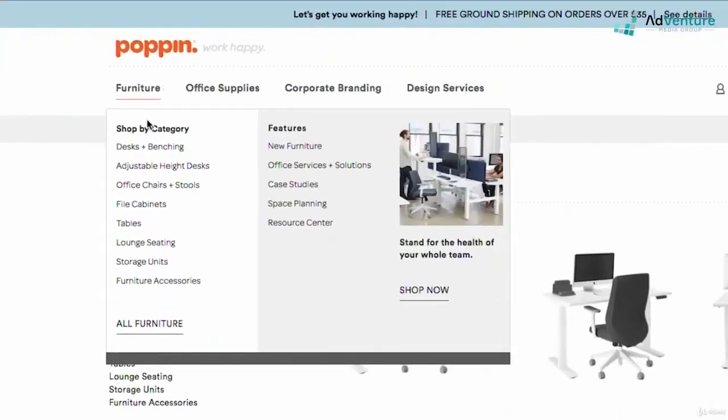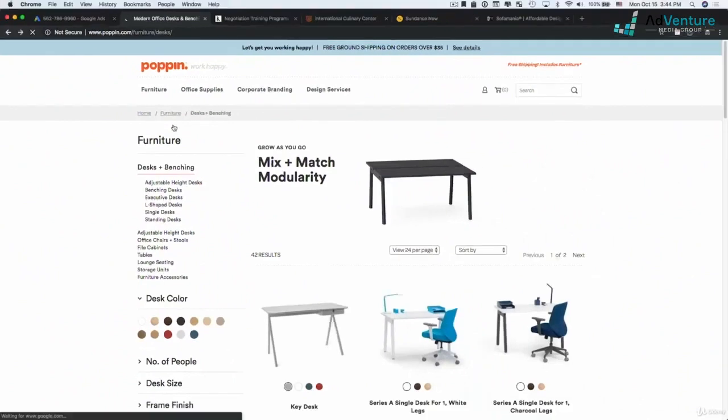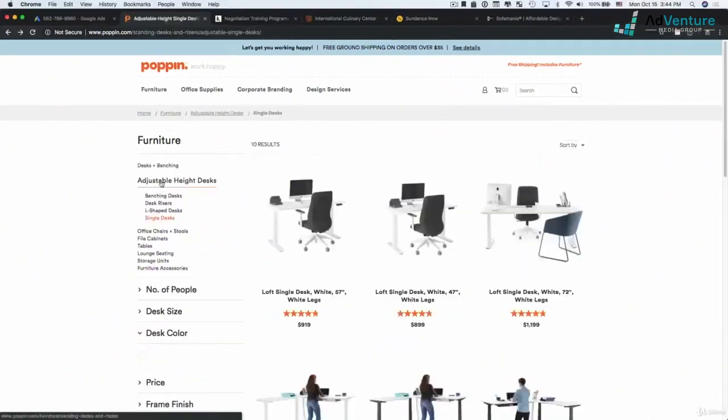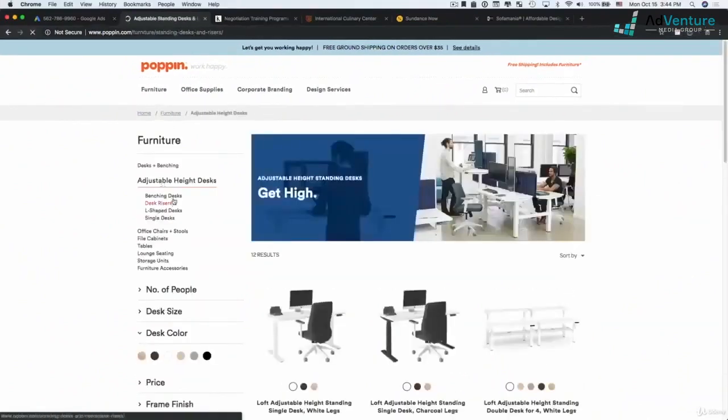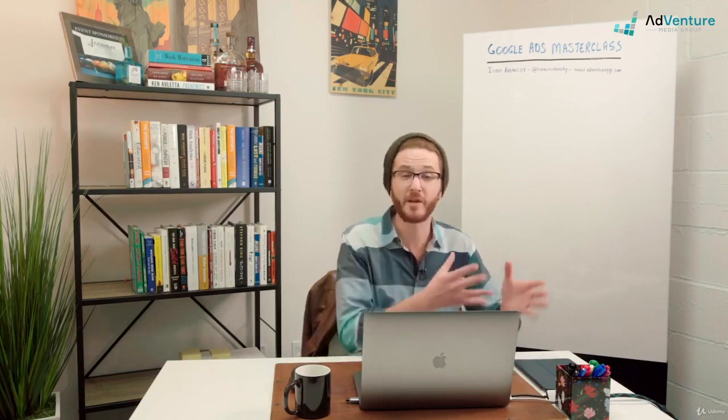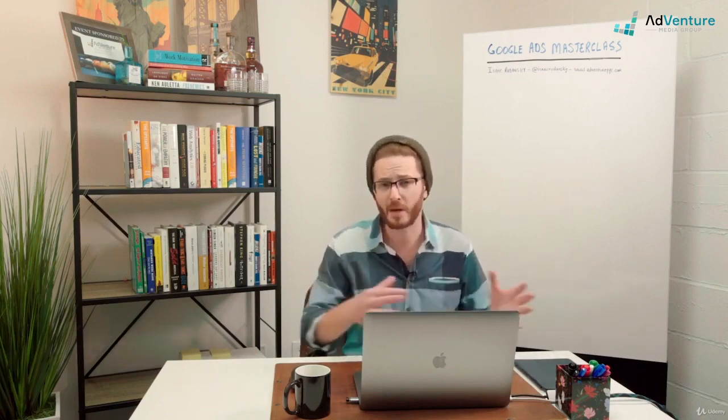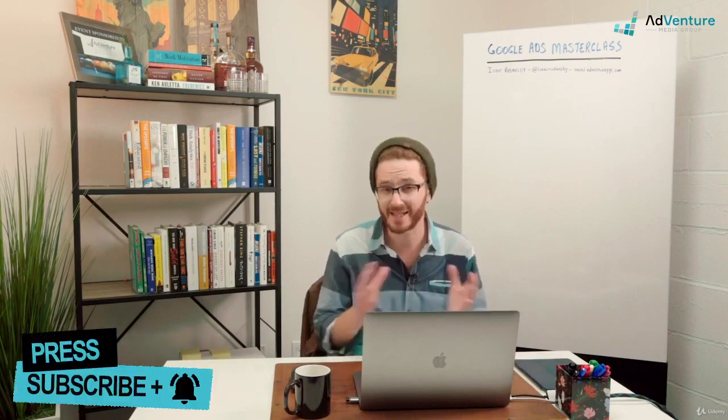traffic to. I could potentially turn any of these subcategories into campaigns as well. So I might have a campaign for desks and benching, or rather, let's say we were in the previous example, I might have a campaign for adjustable height desks, and then have an ad group for benching desks, desk risers, L-shaped desks, and single desks. The point is that I'm using my navigational structure on my website to inform my decisions about how I want to break out my campaigns in Google Ads, and it makes a lot of sense.